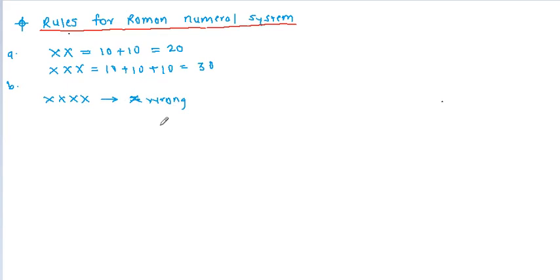And the symbols V, L, D are never repeated. That means the symbol V is used for 5, so it cannot be written twice. It will be used only once. So writing V 2 times or more than 2 times will be an invalid number. So let's see, triple X is a valid number, but if we write X 4 times, it is an invalid or wrong number.